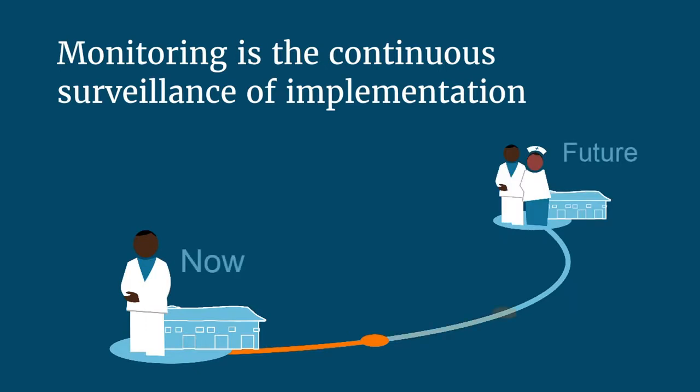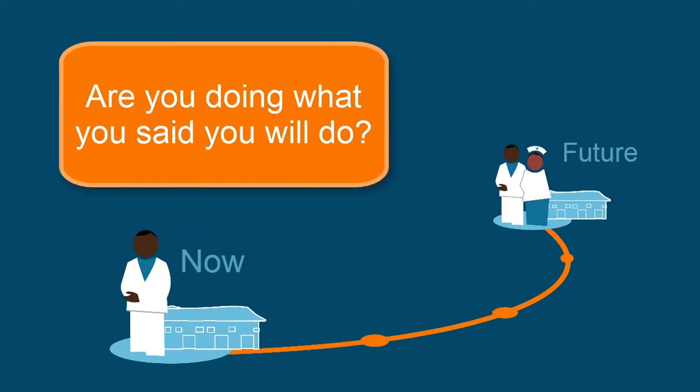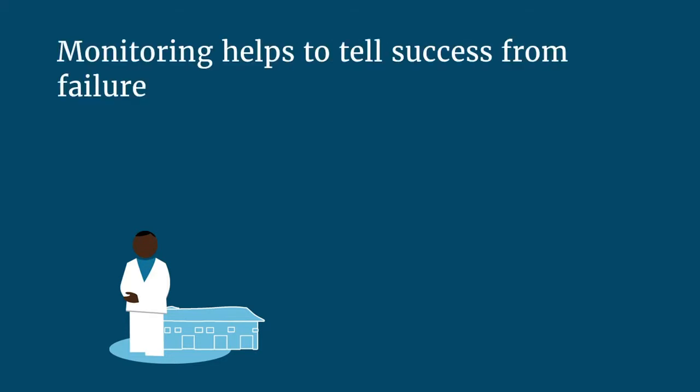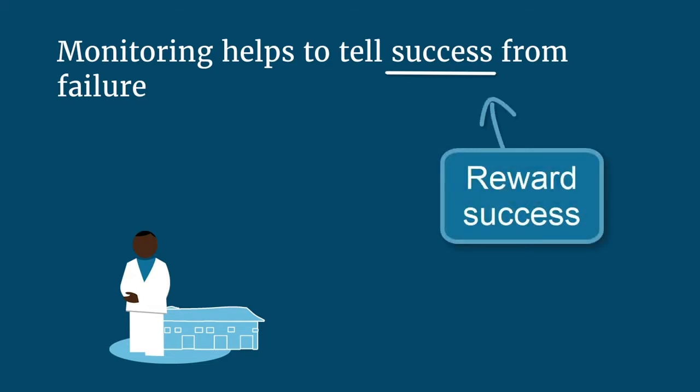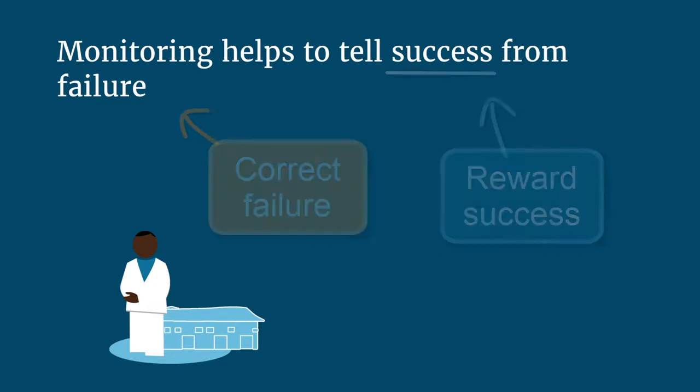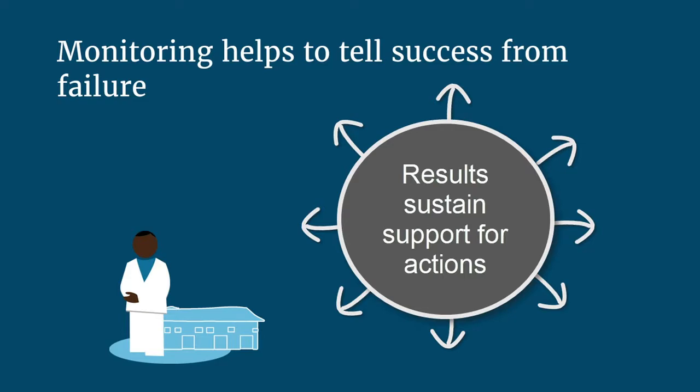Monitoring activities check if a project is proceeding according to the plan. Are you doing what you said you will do? Monitoring is important because what gets monitored is more likely to get done. If you don't monitor performance, you can't tell success from failure. If you can't see success, you can't reward it. And if you can't recognise failure, you can't correct it. Finally, if you can't demonstrate results, you can't sustain support for your actions.